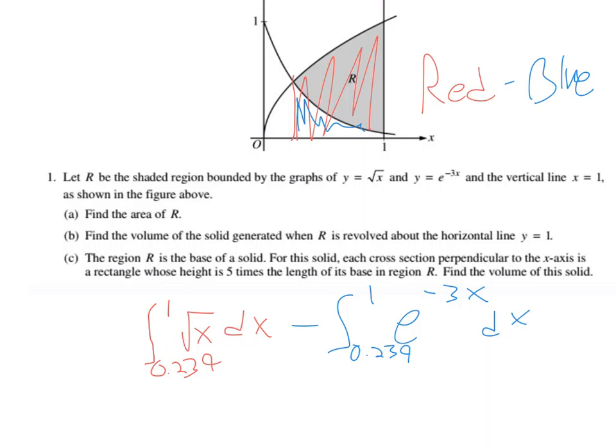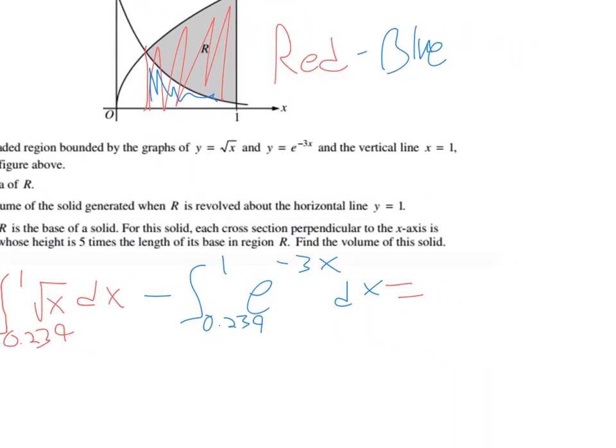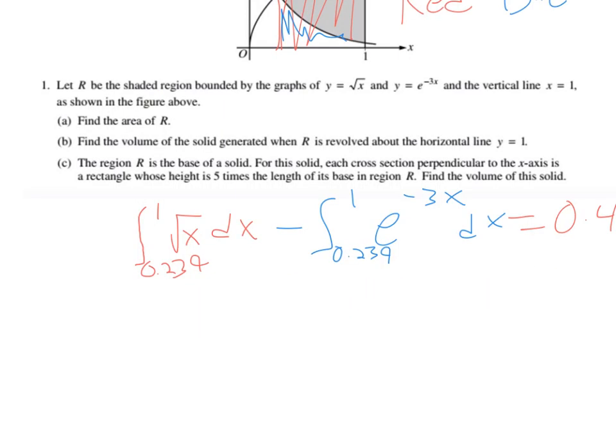You find these two areas and subtract them. Again, you could use a calculator for this, or you could use the fundamental theorem of calculus. When you subtract these two, you should get 0.442. So that's part A.